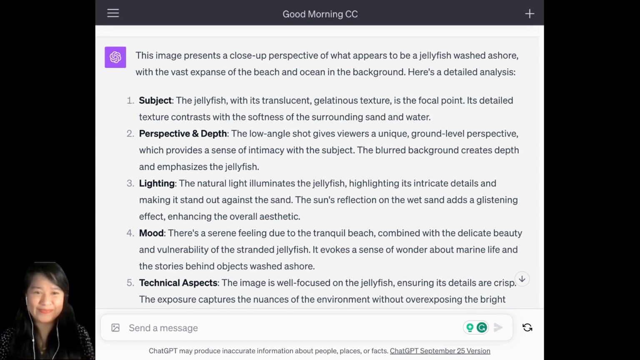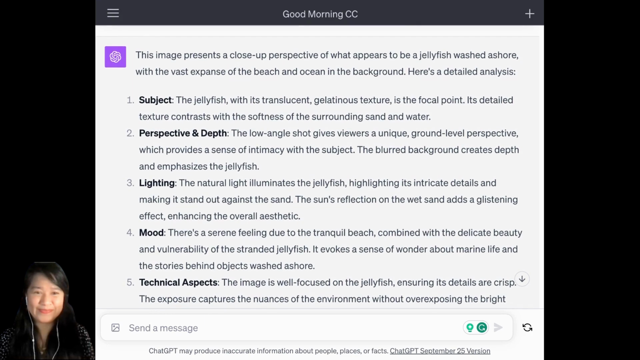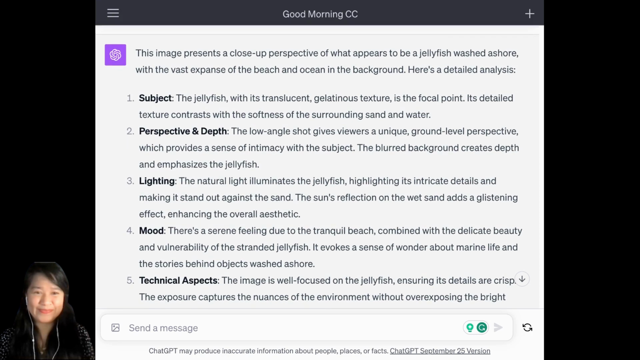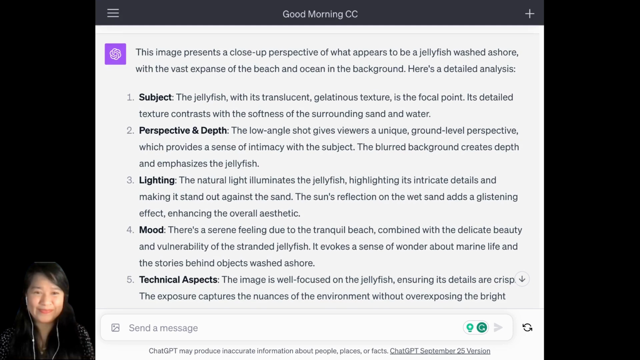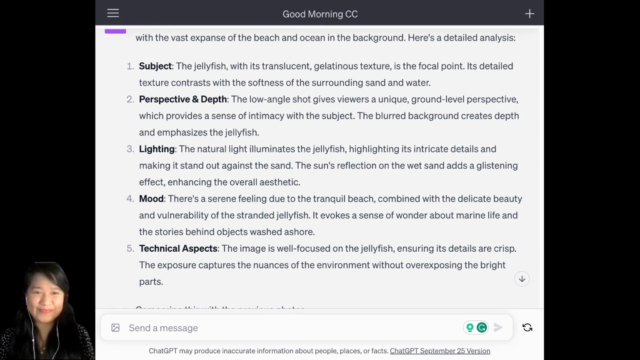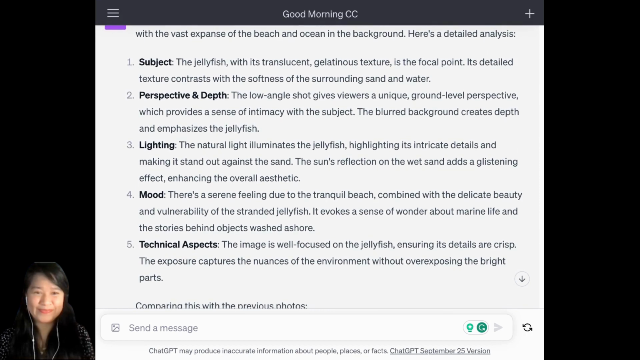Perspective and depth: the low-angle shot gives the viewer a unique ground-level perspective, which provides a sense of intimacy with the subject. The blurred background creates depth and emphasizes the jellyfish, which I totally agree with, but not everyone agrees with that in nature photography.